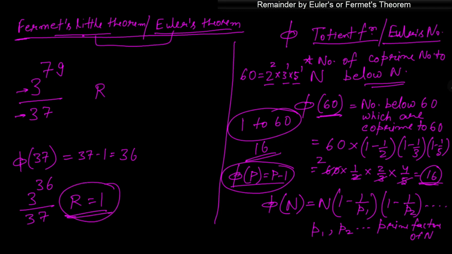So in this case, what we can do is, we can convert the number 3 to the power 79 as 3 to the power 36 whole square. How much remains?